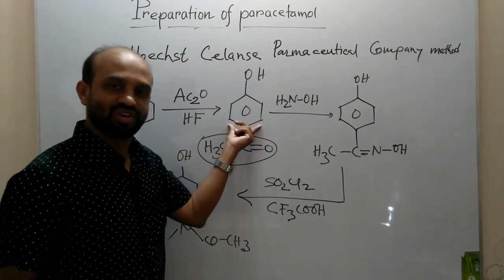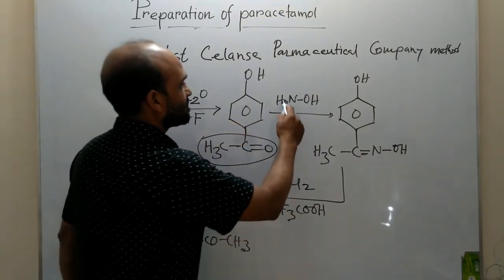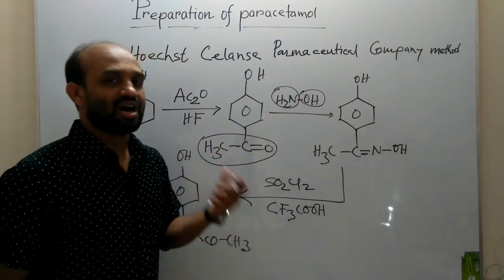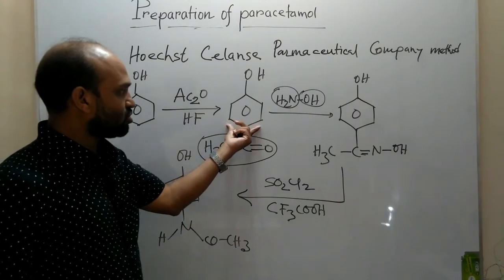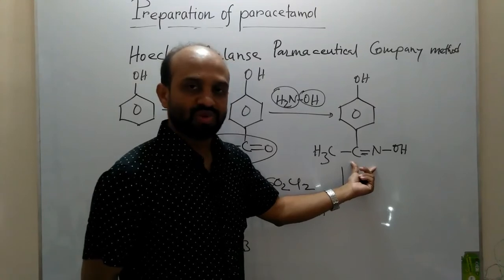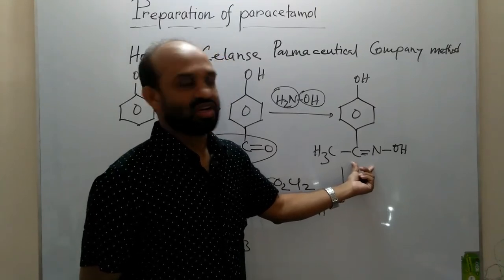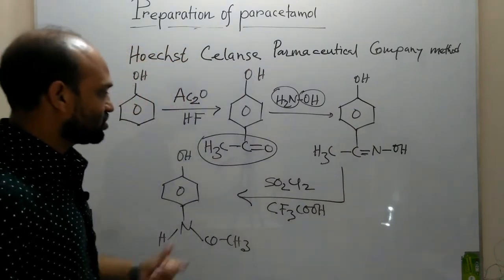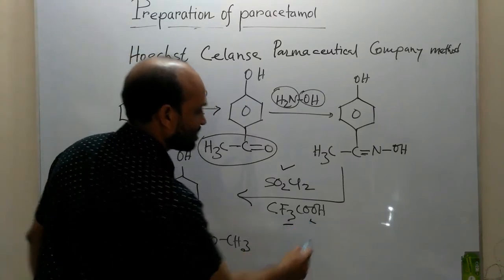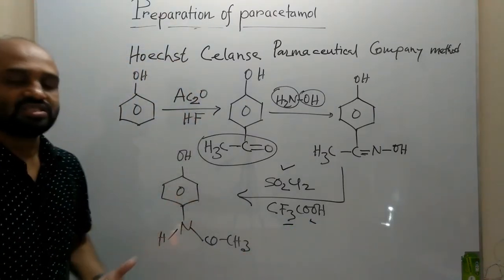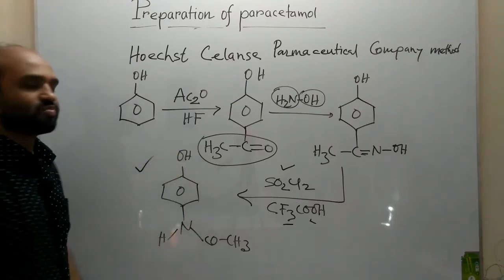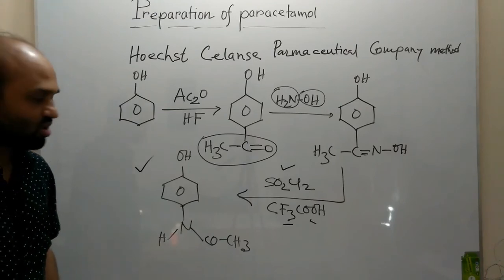When this acetylated phenol is treated with hydroxylamine, this is hydroxyl group, this is amino group. So now it is hydroxylamine. When this compound is treated with hydroxylamine, then a compound is obtained which is called ketoxime. Now this ketoxime is treated with sulfuryl chloride in presence of trifluoroacetic acid. Then rearrangement happens, and after the rearrangement we get our desired product, that is paracetamol.